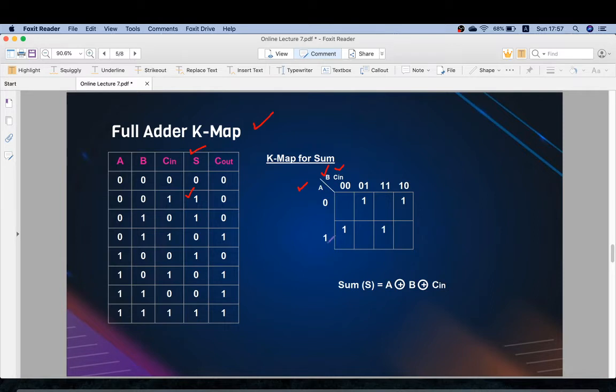As it's given that it is also making the same condition for A bar B and A B bar. So for A bar B and A B bar we write A XOR B, but here it is 3, so it's making A XOR B XOR C in. So this is our final equation for S, the sum.